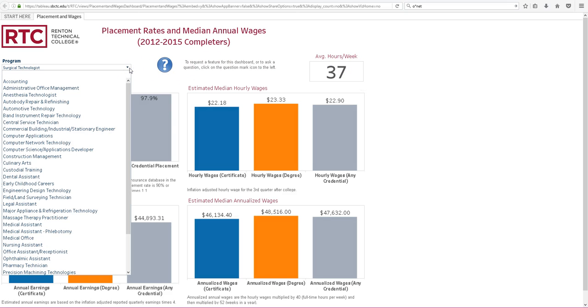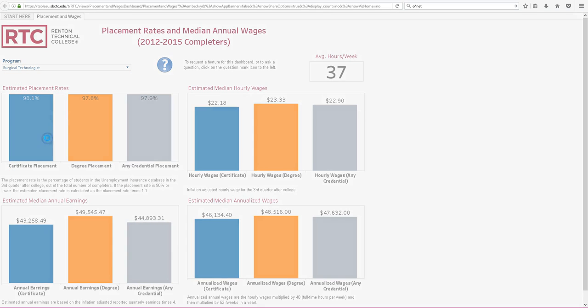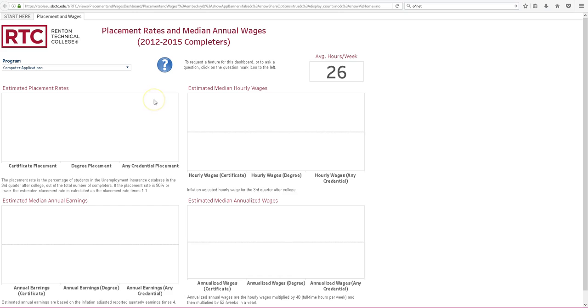Just to show you what it looks like when there are not enough students to report data on, this is what you'll see. There's just nothing here. There's nothing wrong with this dashboard. This is just telling you that there's not enough information to report the wage or placement information. We can see the hours per week, but that's it.